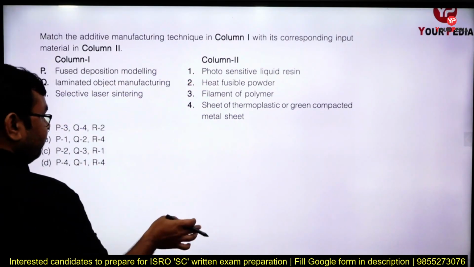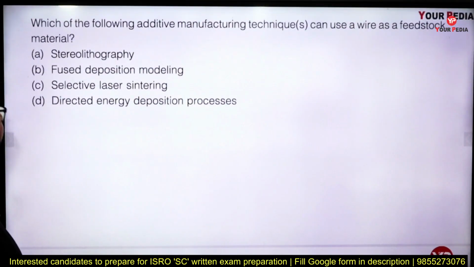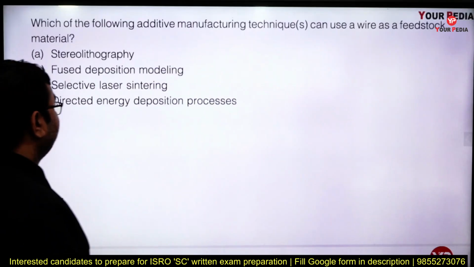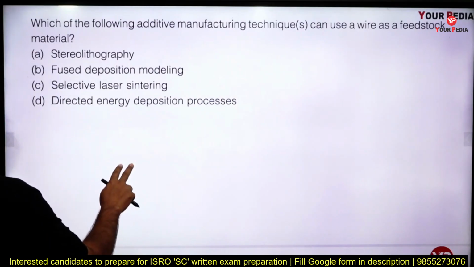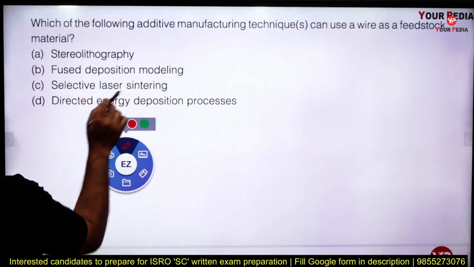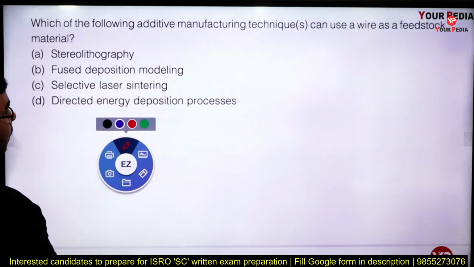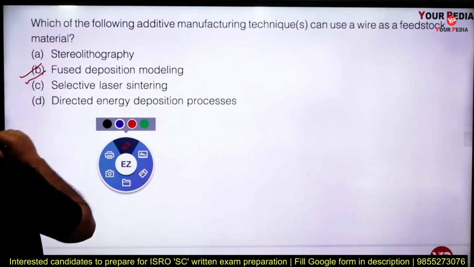Okay. Let us see another question. Which of the following additive manufacturing techniques can be used with wire as a feedstock material? Very simple. Stereolithography, no, in this we use liquid resin. Fused deposition modeling, yes, in this we use wire as a feedstock material. Selective laser sintering, in this we use powder, and in the direct energy deposition process, we can use powder as well as wire. So, option B is correct.